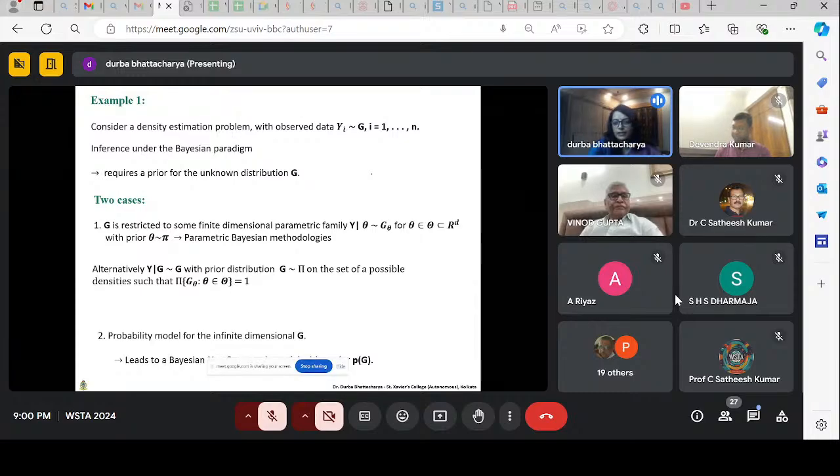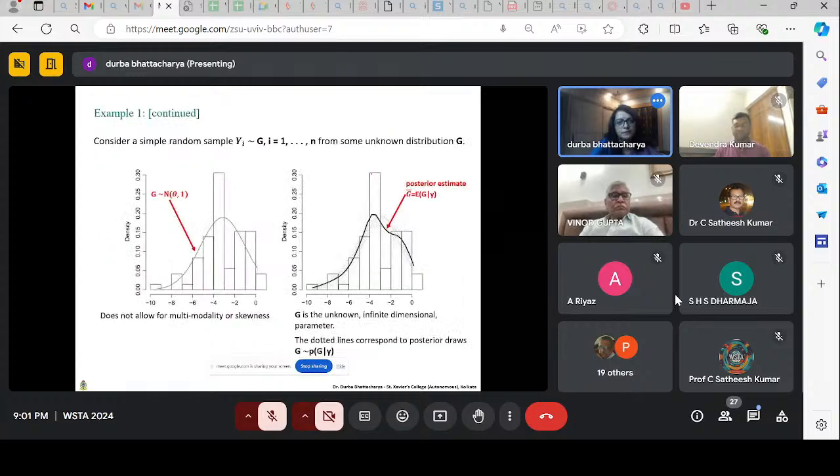So, the development of Bayesian nonparametrics. Our argument for using Bayesian nonparametric methods, we will use different examples to support why we need Bayesian nonparametric methodologies. So we start with a few examples.